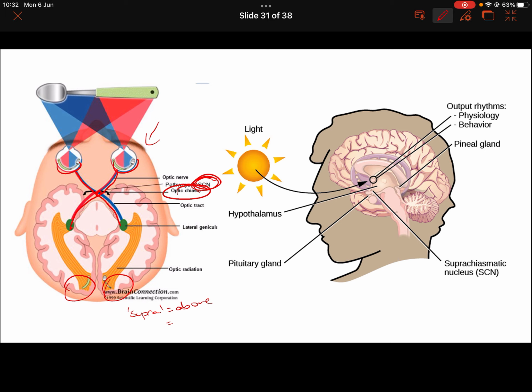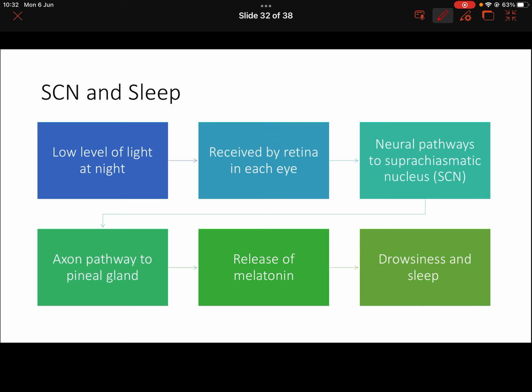Okay, the other key thing that we need to know here is that the suprachiasmatic nucleus is connected to the pineal gland via neural pathways. So let's take a look then at how the suprachiasmatic nucleus helps to regulate and influence our sleep-wake cycle.